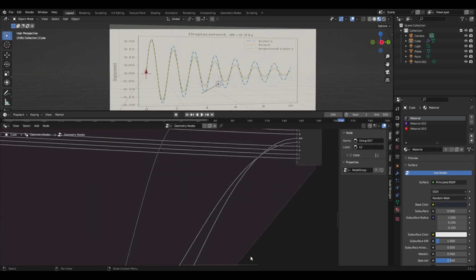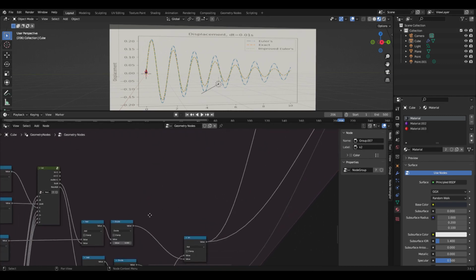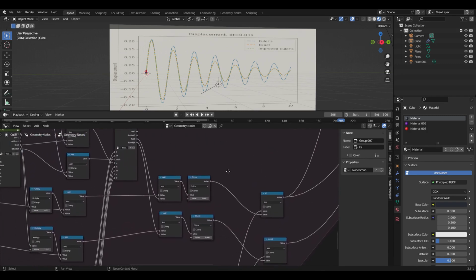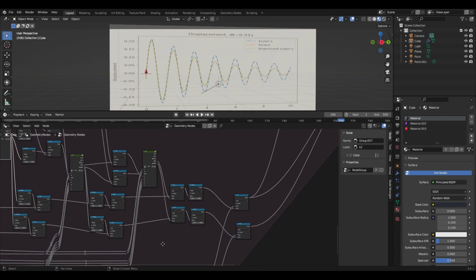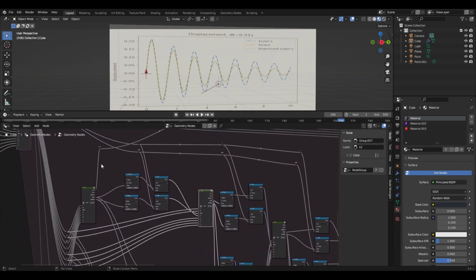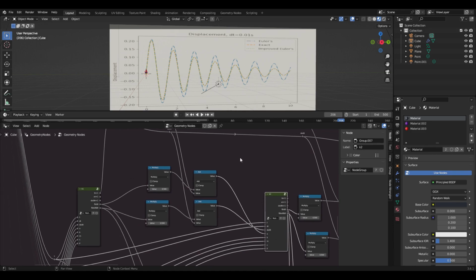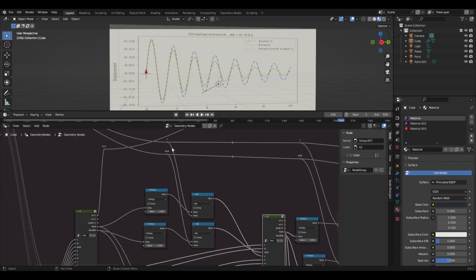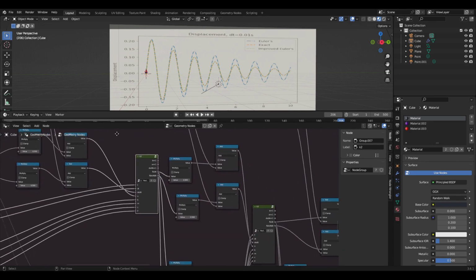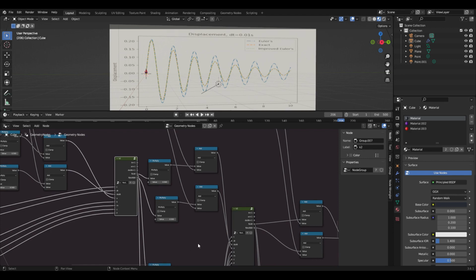So I won't go through all the nodes set up, but if I kind of zoom in here and pause for a little bit, you can kind of see what I've done. And I kind of broke out these nodes so I could put a label there to kind of show you what's going into each one, so hopefully you can follow.